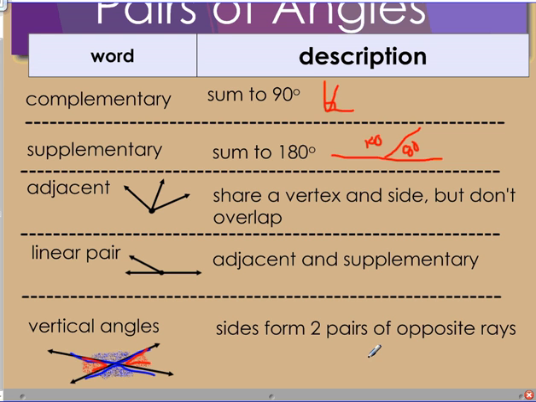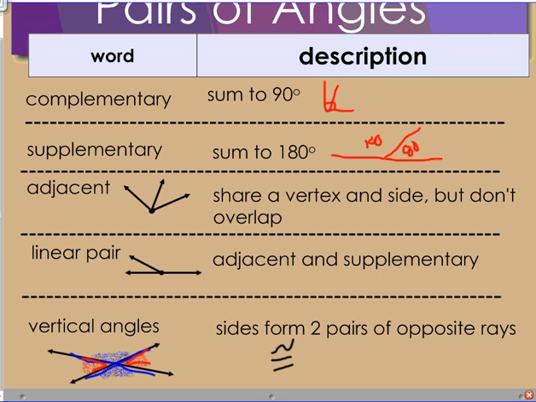Now, the one thing to know about vertical angles is they are always, always, always going to be congruent. So add that to your definition of vertical angles: they are also congruent. So if this right here is 30 degrees, then the other red one has to be 30 degrees. Now, using this information, we can use all of these vocabulary words to solve various geometry problems.